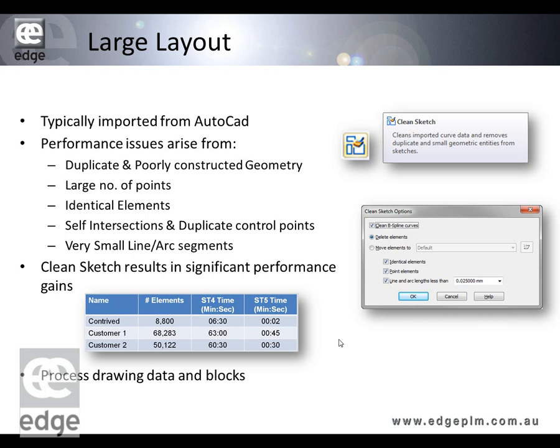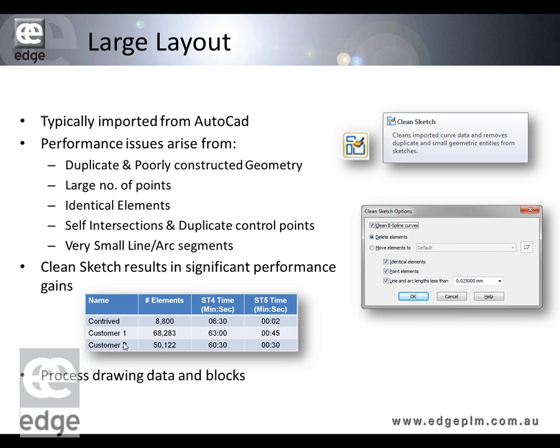Just to give you some idea, some of the performance gains. These are opening times. Contrived. Contrived means it's one that Siemens created. 8,800 elements in there. In ST4, used to take us 6 minutes and 30 seconds to open. In ST5, it's 2 seconds.